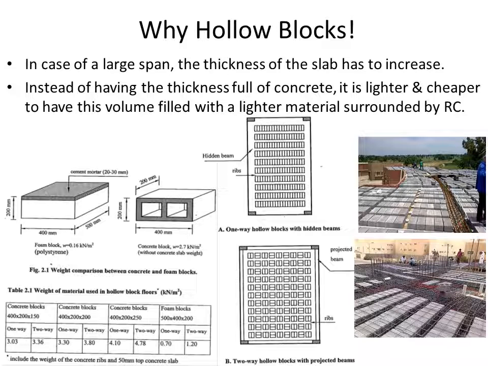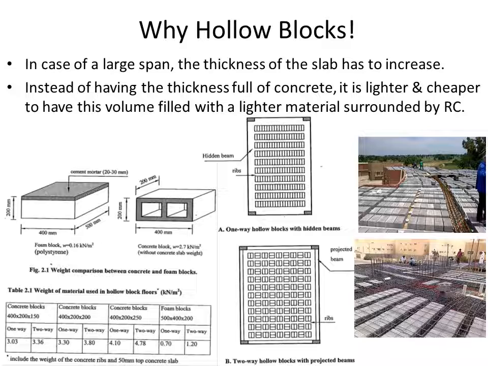So this could be placed in a one-way orientation like this, or in a two-way orientation. In the one-way orientation, you have what are called the ribs. The ribs are the concrete mass in between the rows of blocks. So here you have the blocks, then you have ribs in between them. The ribs are the ones that carry the steel; the steel is placed in the ribs, and you don't depend on the blocks to carry any weight.